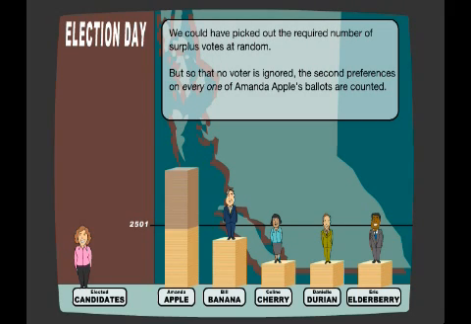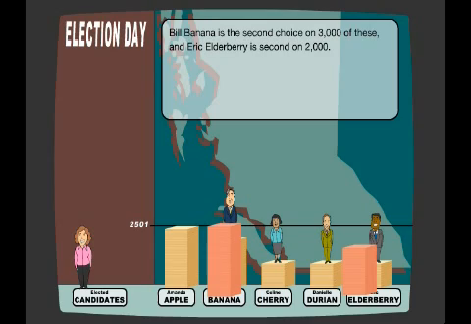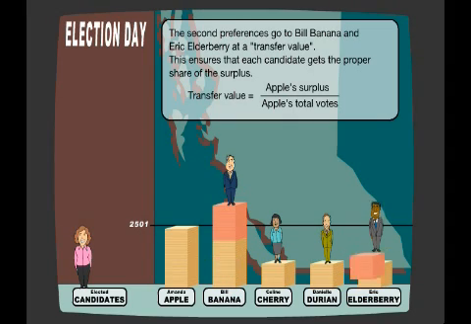We could have picked out the required number of surplus votes at random. But so that no voter is ignored, the second preferences on every one of Amanda Apple's ballots are counted. Bill Banana is the second choice on 3,000 of these, and Eric Elderberry is second on 2,000. The second preferences go to Bill Banana and Eric Elderberry at a transfer value. This ensures that each candidate gets the proper share of the surplus.